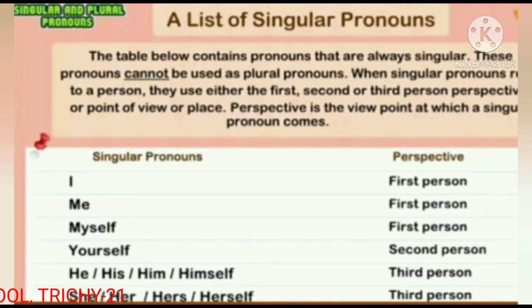Once again, I, first person. Me, first person. Myself also, first person. Yourself, second person. He, his, him, himself, third person. She, her, hers, herself, third person. Okay, children, have you understood?